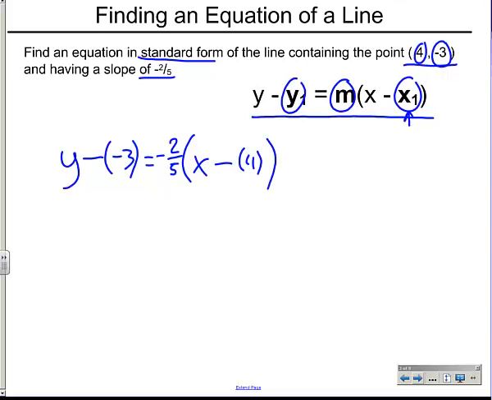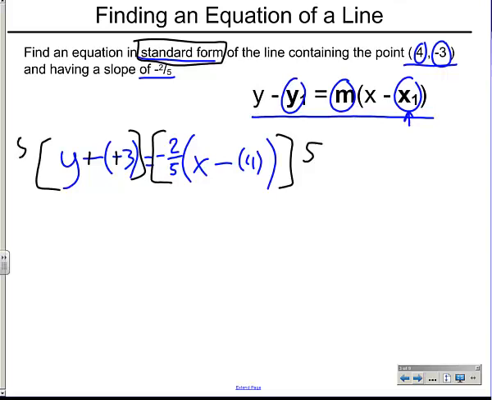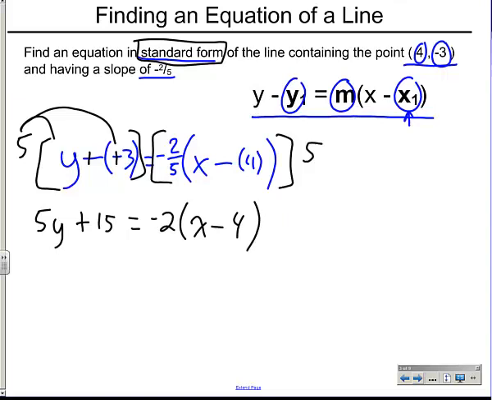And we're going to put it in standard form. Don't forget, standard form. So what I want to do first is clear my fraction. So I'm going to multiply everything by 5. What I might want to do here is call this plus plus, because minus a negative is really plus a positive. So I'm going to times everything by 5. So 5 times y is 5y. 5 times the positive 3 is 15. And I still have a -2 and x minus 4 on the inside. Now I still have to distribute this -2, so -2x plus 4 when I distribute.